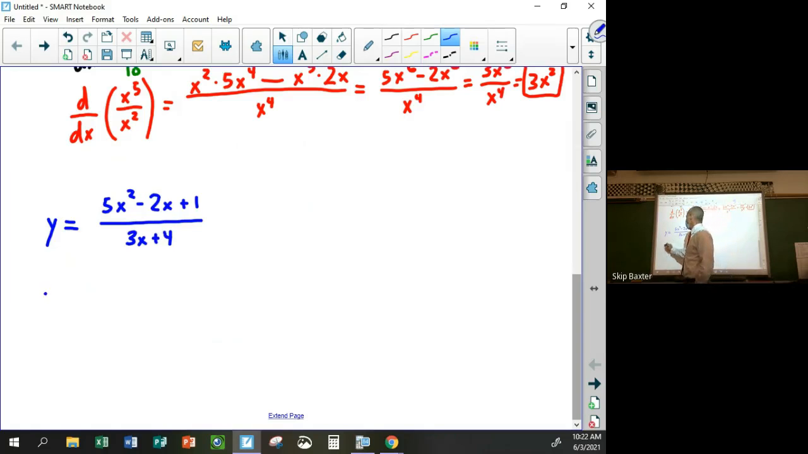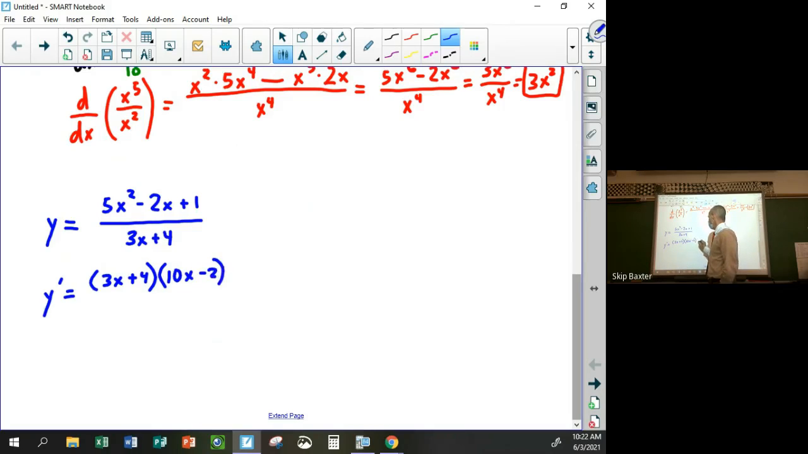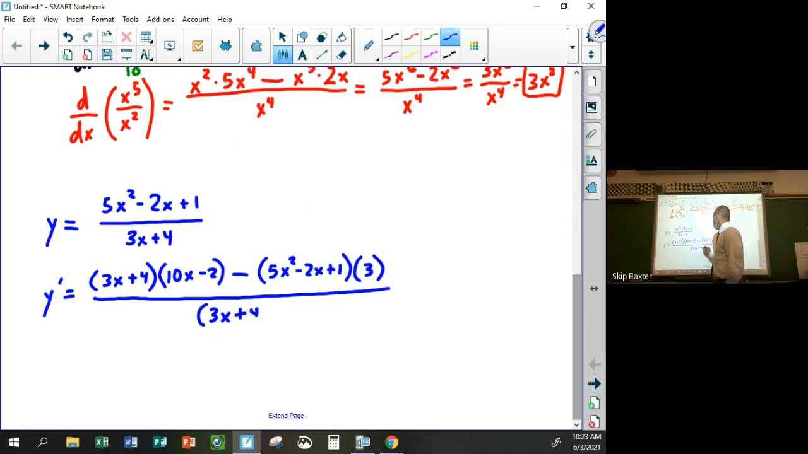So this derivative, y prime, would be the bottom, unchanged, 3x plus 4, times the derivative of the top, 10x minus 2, minus the top, 5x squared minus 2x plus 1, times the derivative of the bottom. What's the derivative of the bottom? Just 3. Right. Over the bottom squared. And that's the answer.